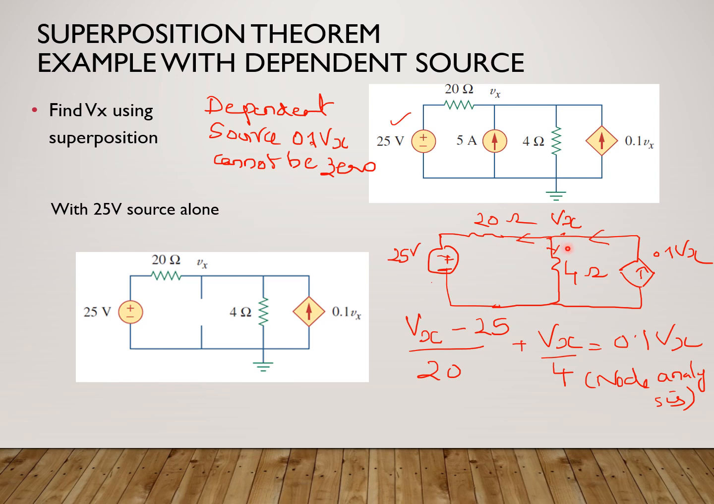There are three branches: 1, 2 and 3. The current entering is 0.1 Vx, which is equal to the sum of the currents leaving the node. At this node, the currents leaving are Vx by 4 and (Vx minus 25) divided by 20. So this is what we have obtained. Now once we solve this, we can find out Vx, and we get Vx equal to 6.25 volt. So this is the first case, when we have considered the 25 volt source alone.